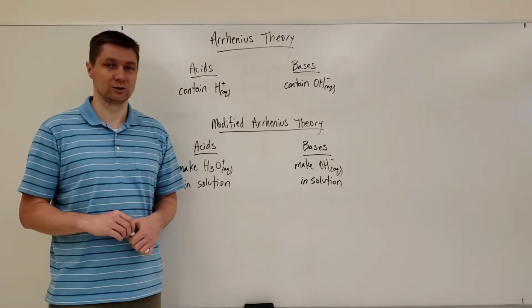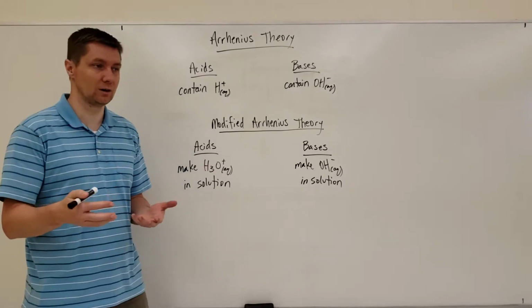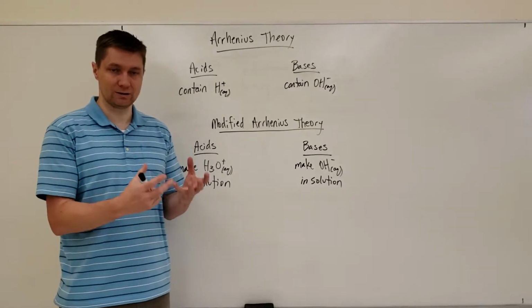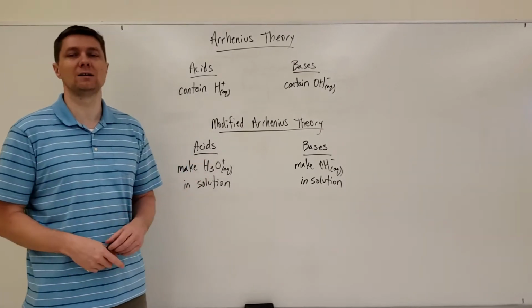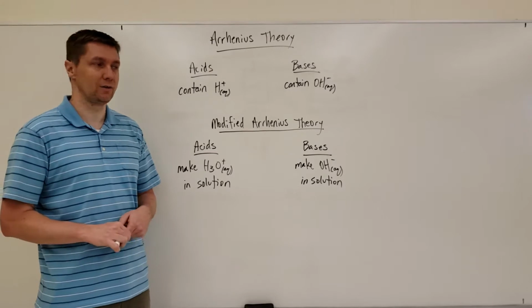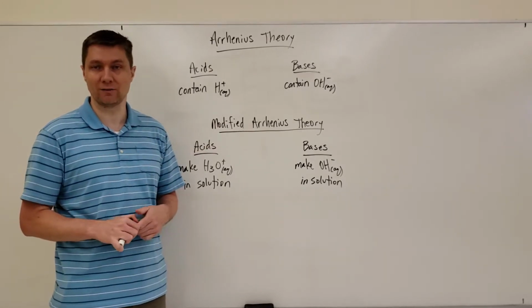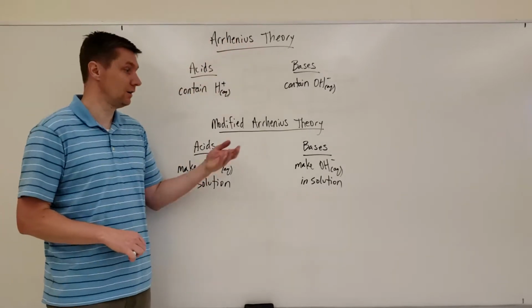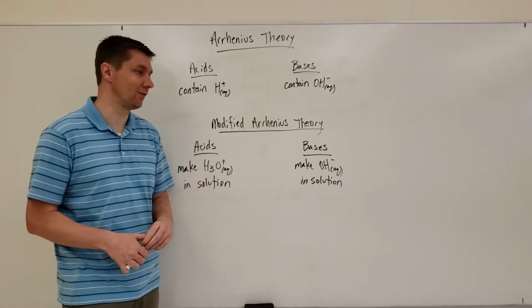It would give a solution with a pH of, say, 10 or 11 or something like that. So we knew that there were OH- ions in the solution, but the compound itself didn't contain OH-. So there were some modifications that we had to make to this theory, and hence what we ended up with was called the modified Arrhenius theory. The original theory was just called the Arrhenius theory. The modified one, obviously, is called the modified Arrhenius theory.